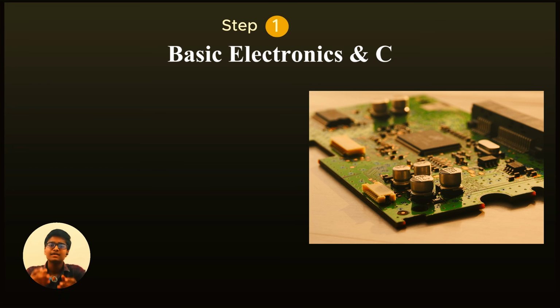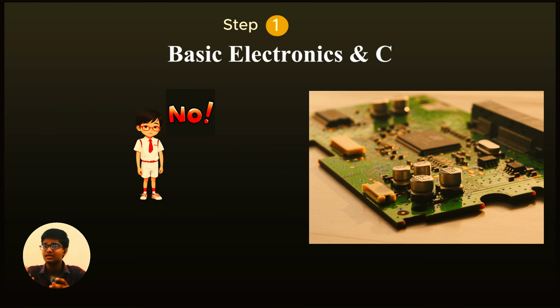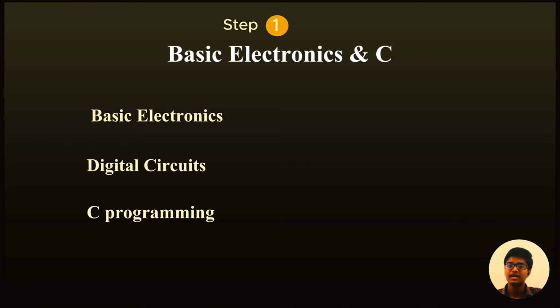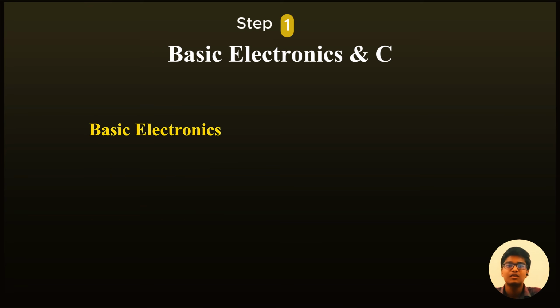Step 1, understanding basic electronics and C programming. Many students skip this part, but this is the most important step. Since I made a complete step for both basic electronics and C programming, I'm going to give you a step-by-step process to complete this step: basic electronics, digital circuits, and C programming. Okay, we will go to the basic electronics part.